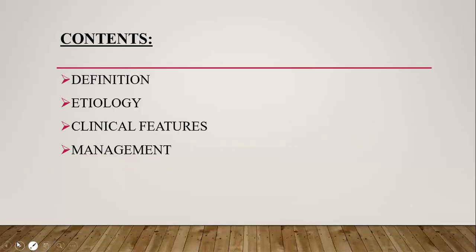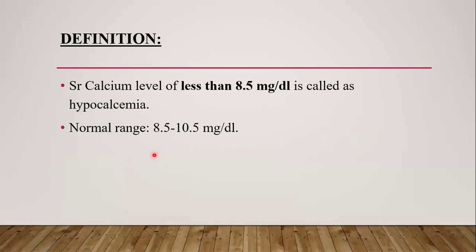So let's start with the definition. A serum calcium level of less than 8.5 milligram per deciliter is called hypocalcemia. In our body, calcium is maintained in a normal range of 8.5 to 10.5 milligram per deciliter. Anything less than 8.5 is called hypocalcemia, while anything more than 10.5 is called hypercalcemia.